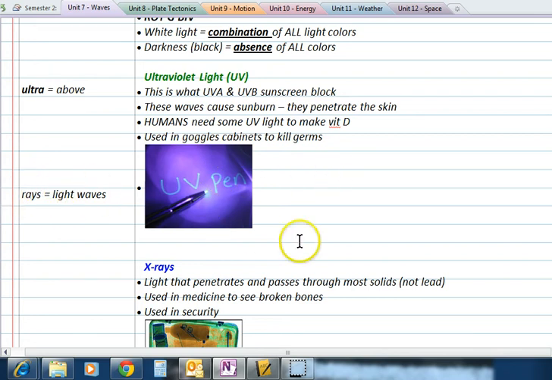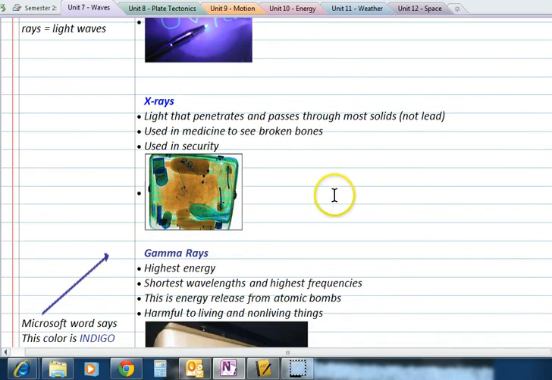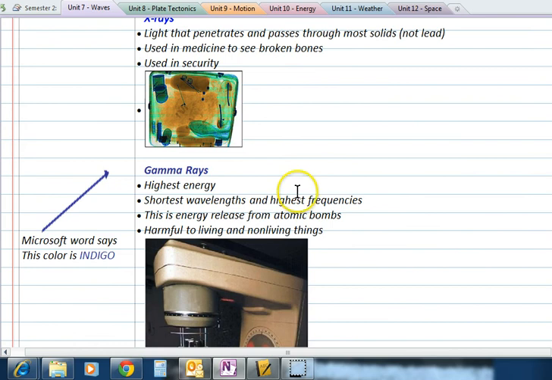A ray is just another name for a light wave. So X-rays are the next classification of light, and these light waves have so much energy they pass through most solids except for lead. And we use them in security, we use them in medicine instead of cutting open. And then we go to gamma rays.